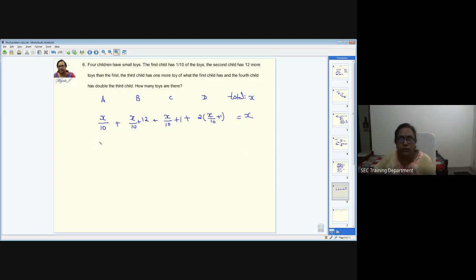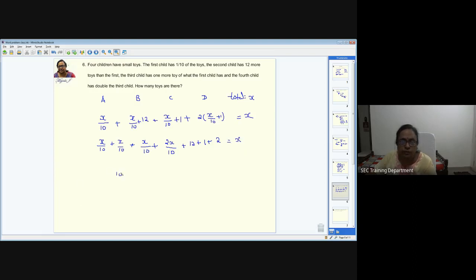Let us solve this. So what we'll do is this is x by 10 plus x by 10 again, plus, I'm taking this 12 later, I'll consider this x by 10 again, plus here when you bring this 2 inside, this is going to be 2x by 10. I'm not cancelling it because 10 is there everywhere. It's better to keep that 10 as such. And now I'll write the constant terms. The constant terms here are 12, plus here it is 1, and this 2 goes in here as 2, equals x.